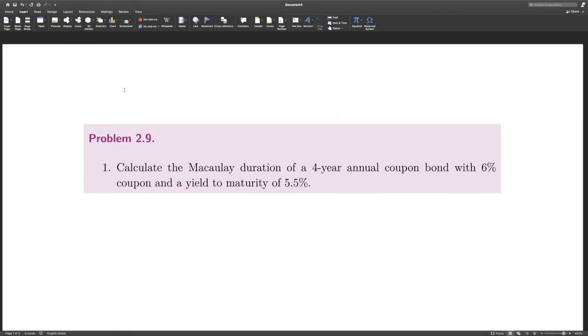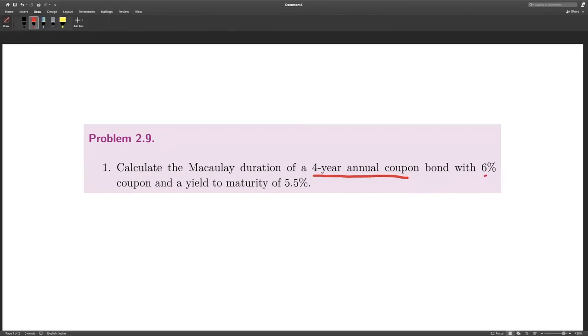Next question has two parts. We are asked to calculate the Macaulay duration for a 4-year annual coupon bond with coupon rate 6% and the yield is 5.5%. Since the coupon is 6%, let us take the principal amount to be 100. Then the cash flow C is given by, let's take the first one as 0, 6, 6, 6. Because it is 4 years, the final, that is the 4th year, is principal plus the coupon. So that's the cash flow.